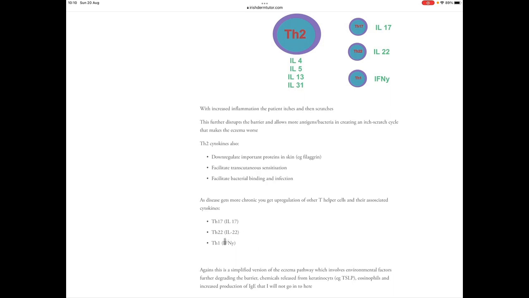So this is a really simplified version of the eczema pathway. As I mentioned, it is very complex. It involves environmental factors that further degrade the barrier. Sometimes chemicals can be released from keratinocytes that can increase inflammation, and you can also get increased eosinophils and increased production of IgE. But it can all get quite complex, so I won't go into that in much more detail.